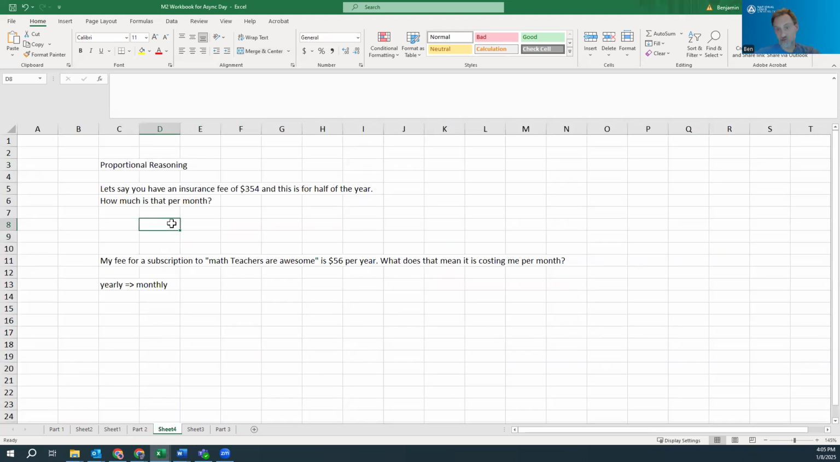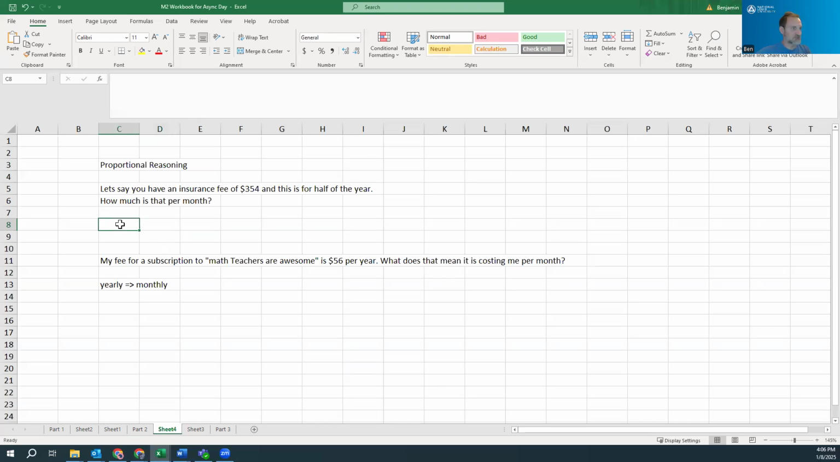So I want to talk about proportional reasoning. This is what you need to understand in order to answer that question. So let's say you have an insurance fee of $354, and that's for half of the year. And so it might occur to you to say, how much is that per month? Or, maybe the insurance company is going to charge you monthly and you don't have to think about it, but we're going to go ahead and see if we can answer that question.